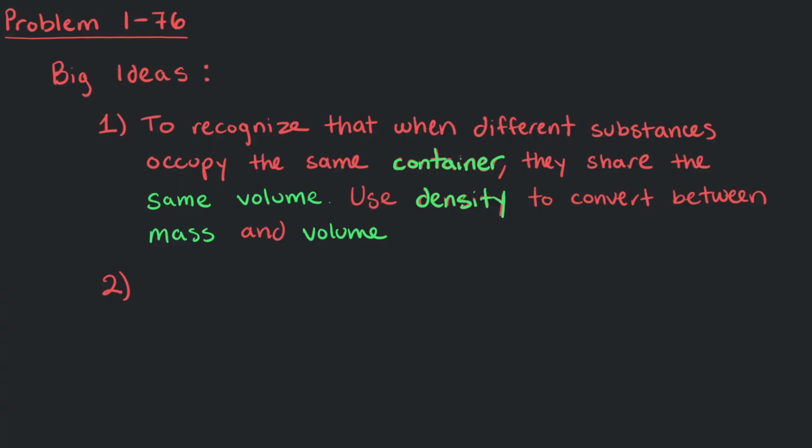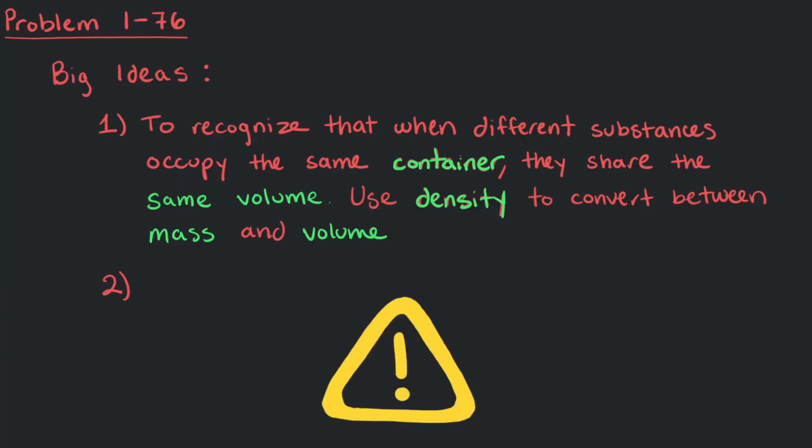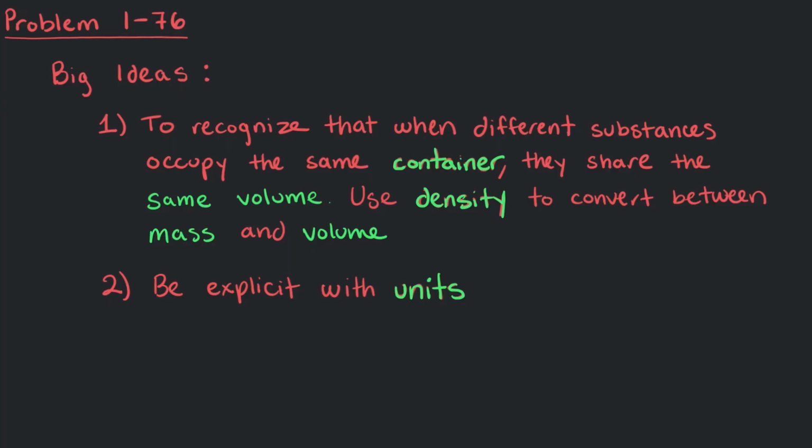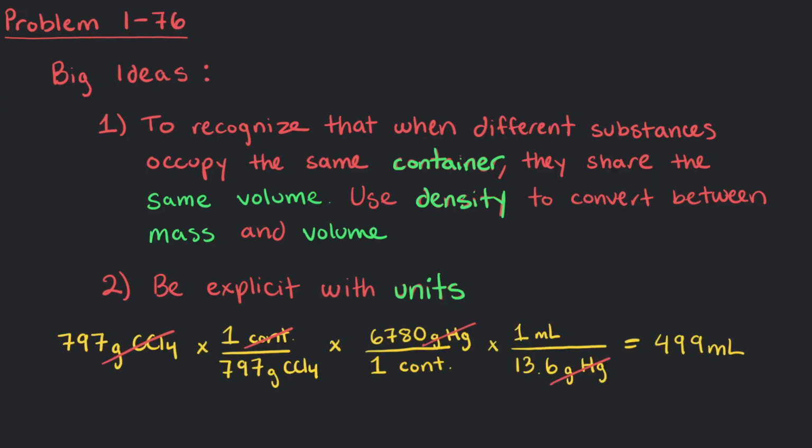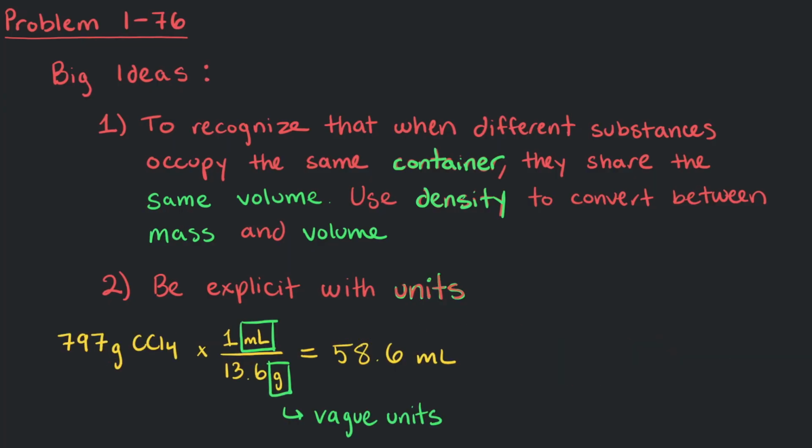2. One last note of caution. Notice that we were really careful to be explicit in our units when we did our conversions. If we hadn't been, we might have done this, which would have been wrong. That is not the density of CCl4, it's the density of mercury.